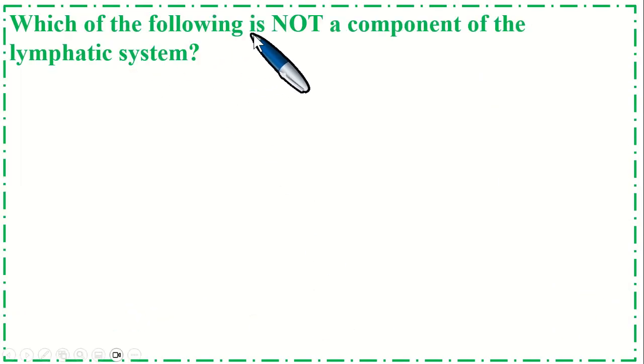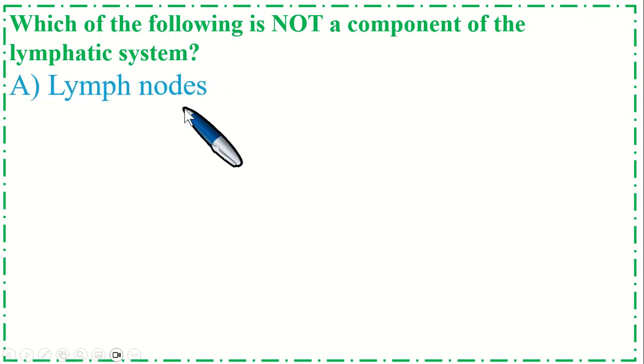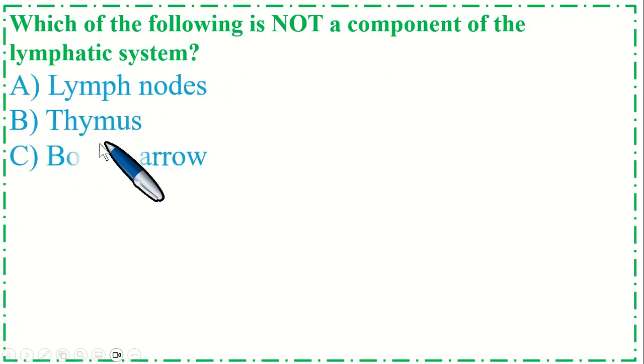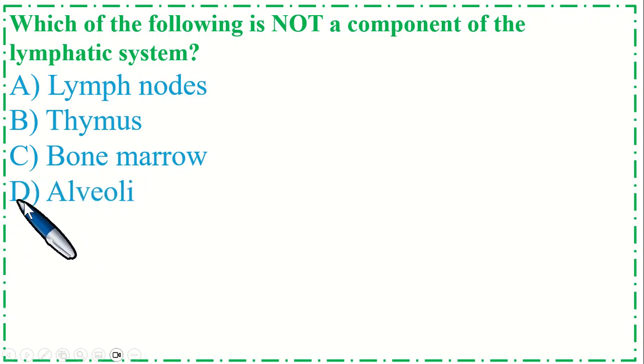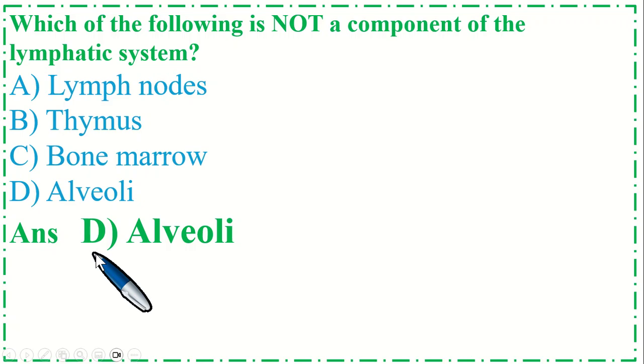Which of the following is not a component of the lymphatic system? Option A, lymph nodes. B, thymus. C, bone marrow. And option D, alveoli. So the correct option is D, alveoli.